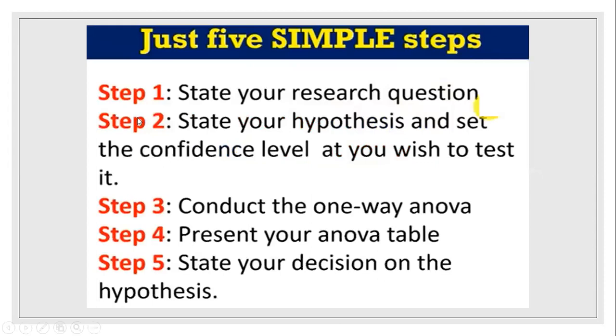Now, remember these 5 steps, which were also included in the t-test. You have just 5 simple steps. One of them is you just need to state your research questions, then you state your hypothesis and set the confidence level at which to test it. Either you want to test it with 0.05 or 0.01. Those are your confidence levels. Then you will conduct the 1-way ANOVA. Remember, we are only using 1 factor. That's why we call it 1-way. If you are using 2 factors, then we'll call it 2-way ANOVA.